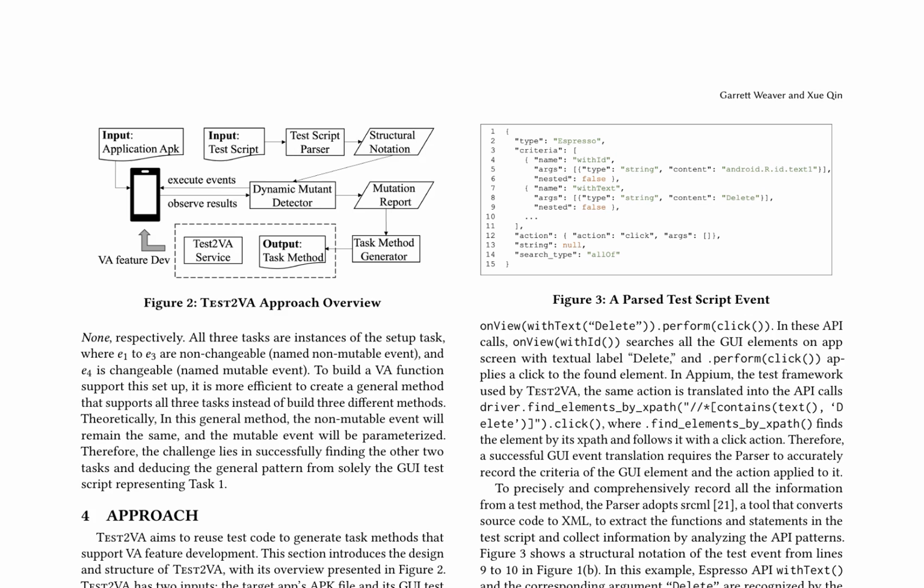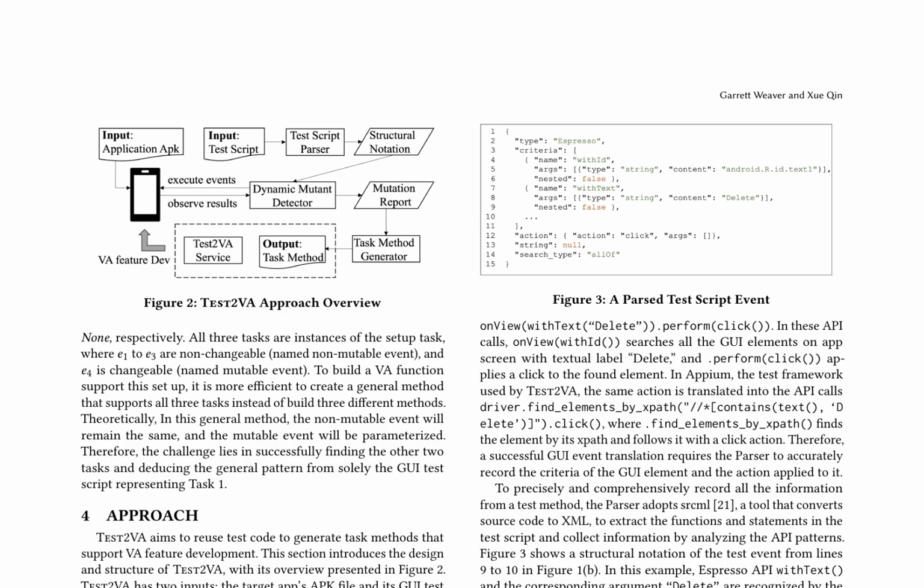This approach involves three major processes: test script parser, dynamic mutant detector, and task method generator. The test script parser translates test scripts into a structured notation, capturing essential information such as GUI element criteria and actions applied. This notation serves as input for the dynamic mutant detector, which dynamically re-executes every event from the original test task while replacing it with mutant event candidates.